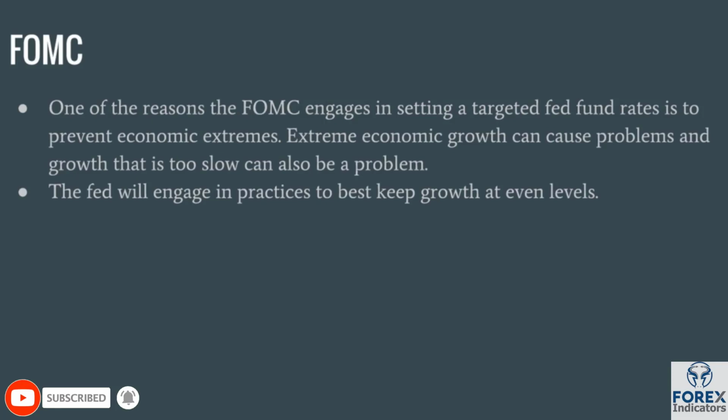One of the reasons the FOMC engages in setting a targeted Fed funds rate is to prevent economic extremes. Extreme economic growth can cause problems, and growth that is too slow can as well. The Fed will engage in practices to best keep growth at even levels.